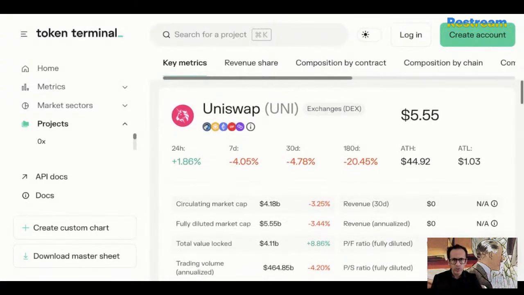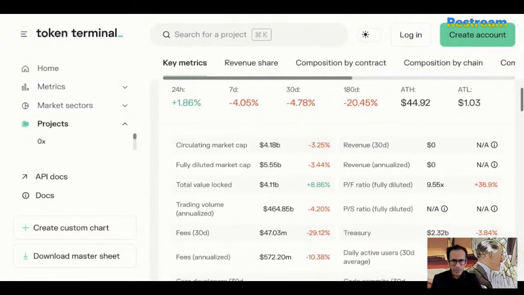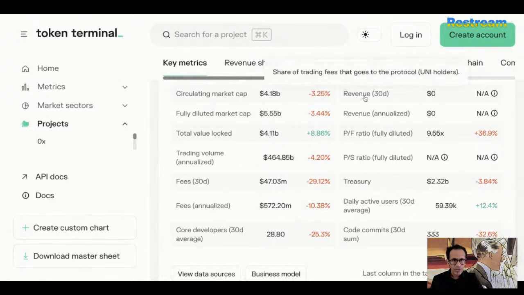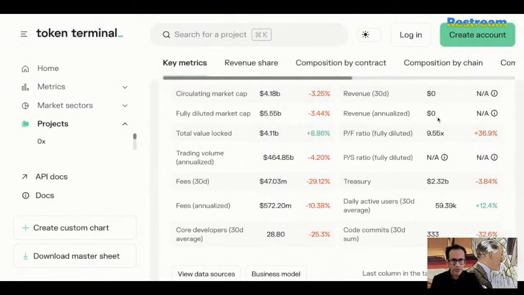So when we go to the Uniswap page, we can see that it's got some very unique features which you usually don't find on many of the other places, which is 30-day fees or the annualized fees. And then, of course, we also have revenue and annualized revenue. Now, in case of Uniswap, we only have the fee, not the revenue here.